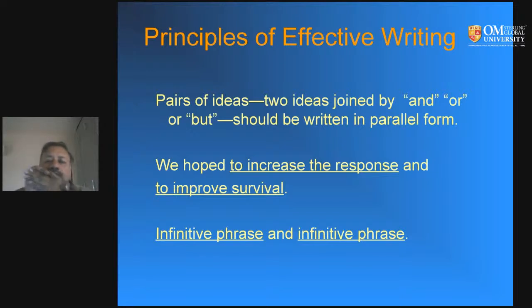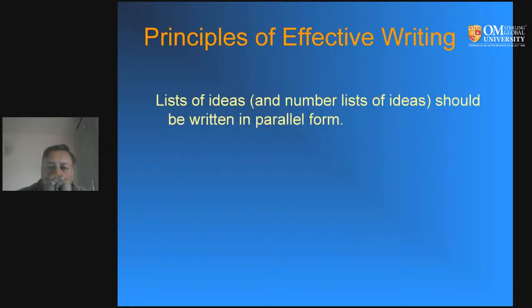Pairs of ideas, two joined by and or but, should be written in parallel form. We hope to increase the response and to improve survival. Lists of ideas, a number of ideas, should be written in parallel form.